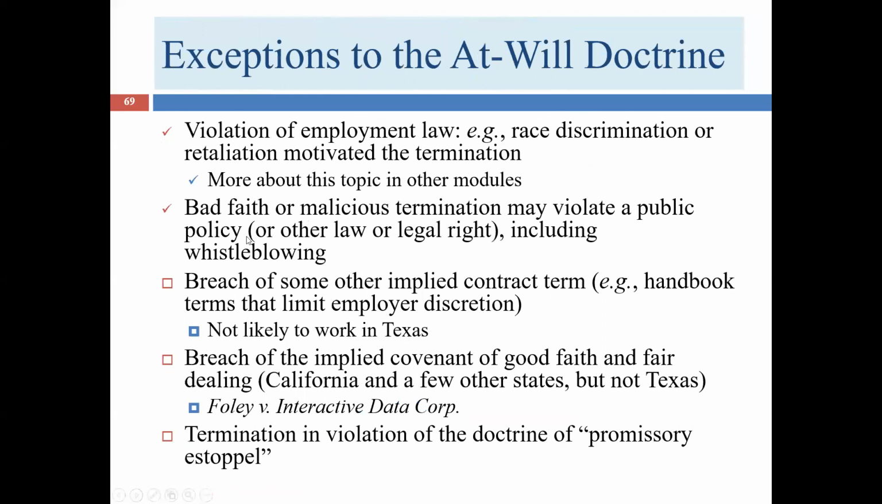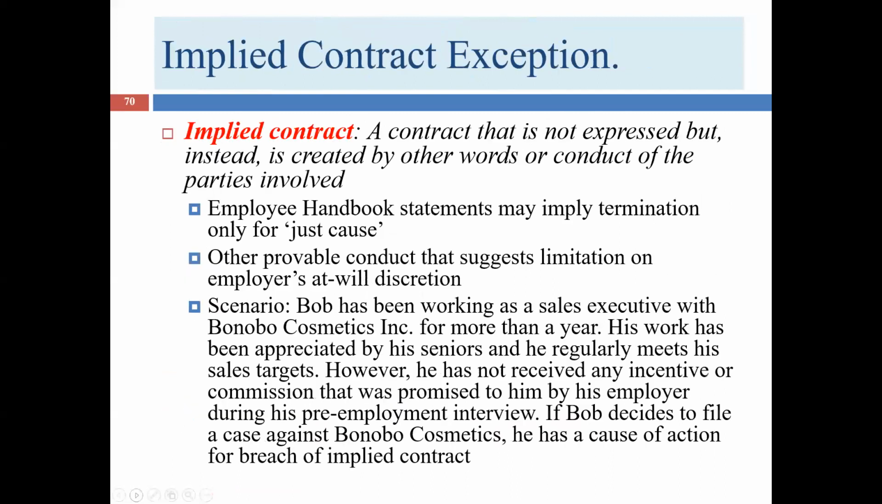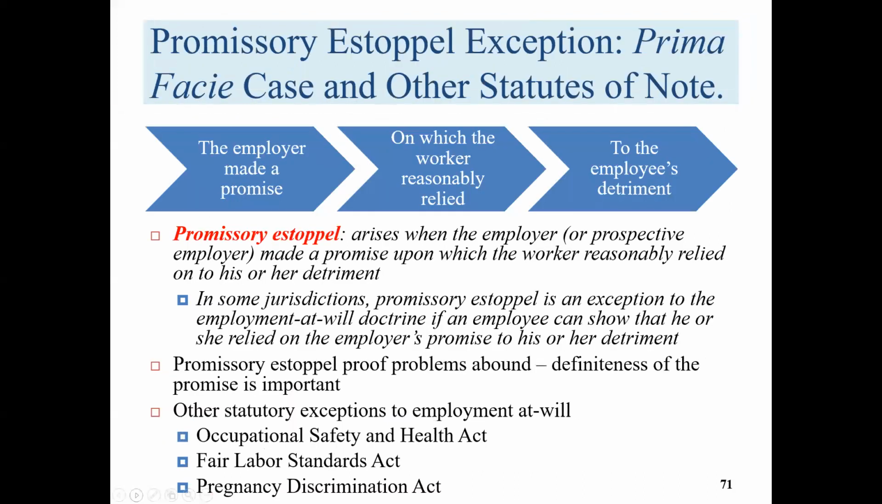So we've gone through our first two categories, the employment law category and the other legal basis category. And so let's go forward and talk about implied contract. What is an implied contract? It's a contract that is not expressed, but instead created by other words or conduct of the parties involved. It is probably not a very useful claim in Texas.